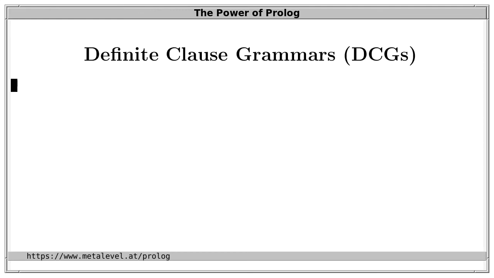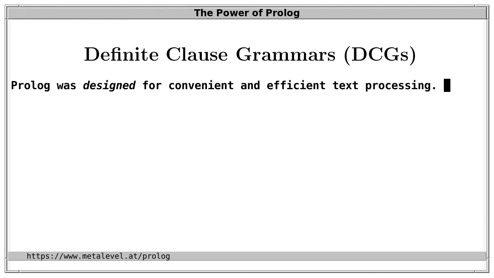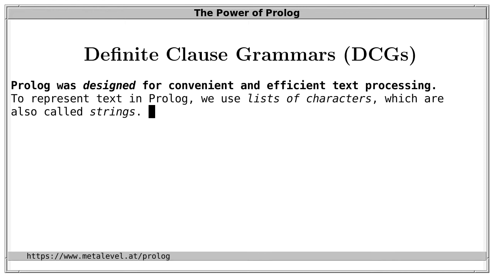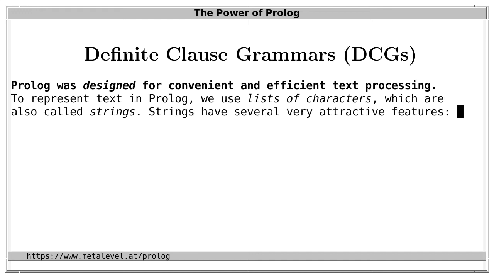An interesting aspect of Prolog is that it was in fact designed for convenient and efficient text processing. Prolog originates from Q-systems, which were used to translate weather reports between French and English. And to represent text in Prolog, it's best to use lists of characters, which are also called strings. And strings are an ideal representation of text for several reasons.